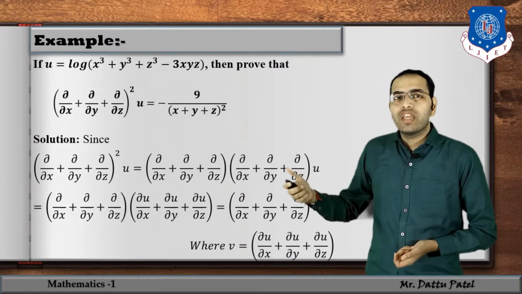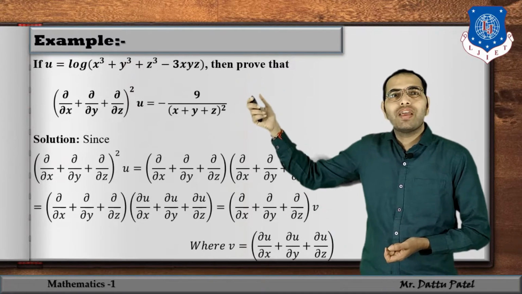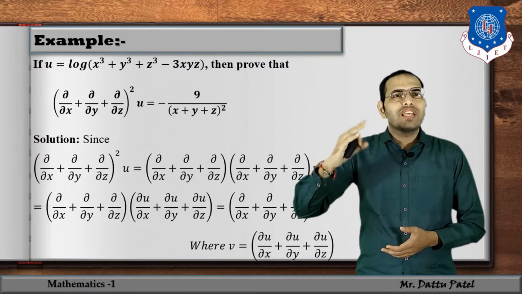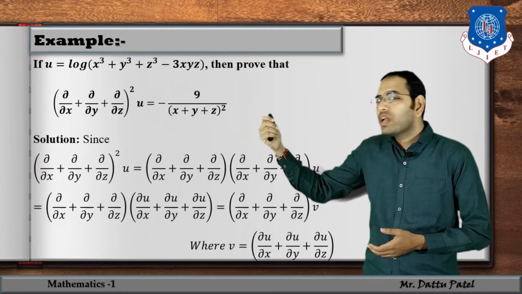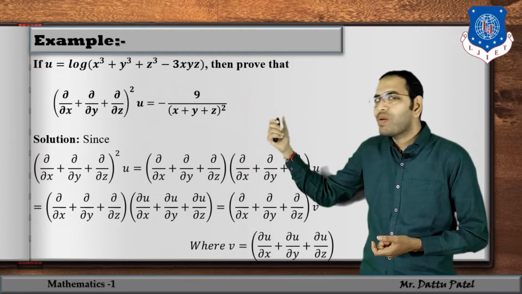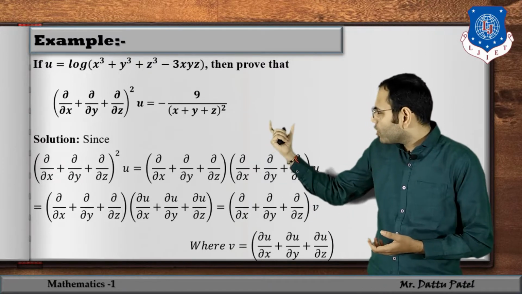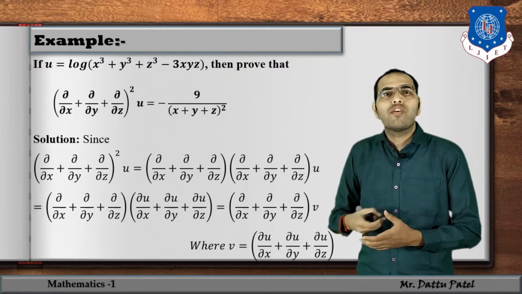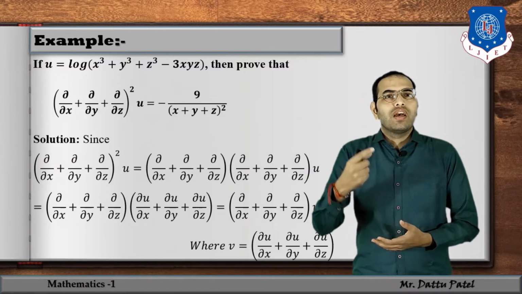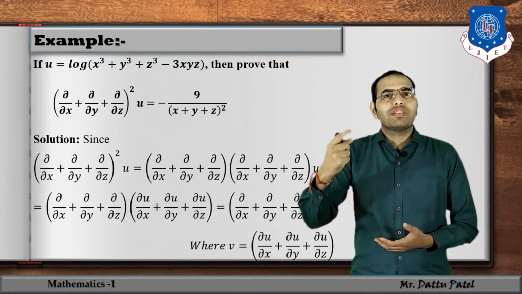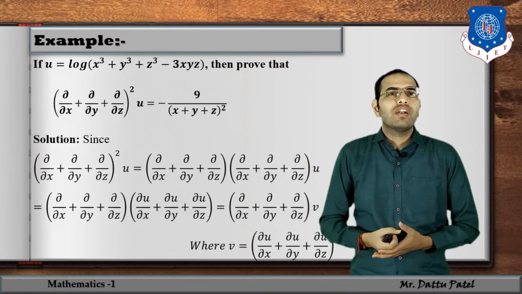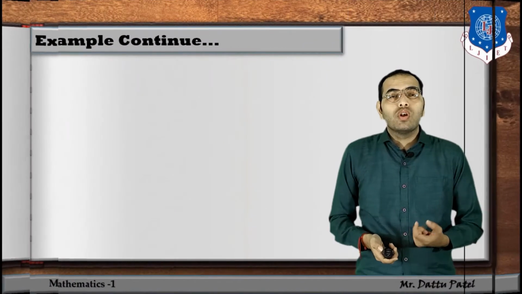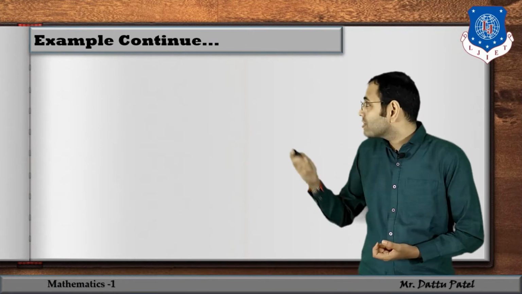Firstly, (del by del x plus del by del y plus del by del z) whole square of u may be written as (del by del x plus del by del y plus del by del z) of (del u by del x plus del u by del y plus del u by del z). Assume that particular term as v, so we can say del by del x plus del by del y plus del by del z of v, where v equals del u by del x plus del u by del y plus del u by del z. Here u equals log of x cube plus y cube plus z cube minus 3xyz.